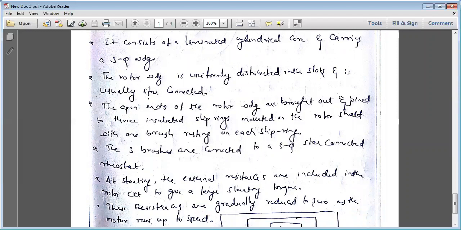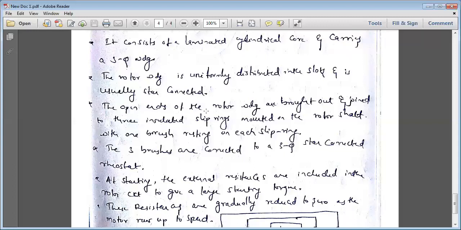Because of the star connection, the other ends will be open. Why do we connect in star? If you take delta, what happens? There is a closed loop, one end connected to another end like this triangle shape. But in the star, one end will be open like this.